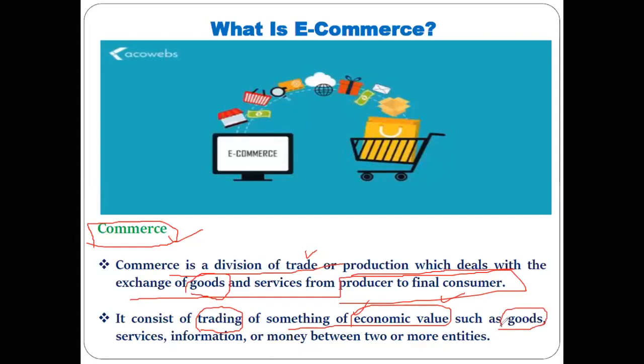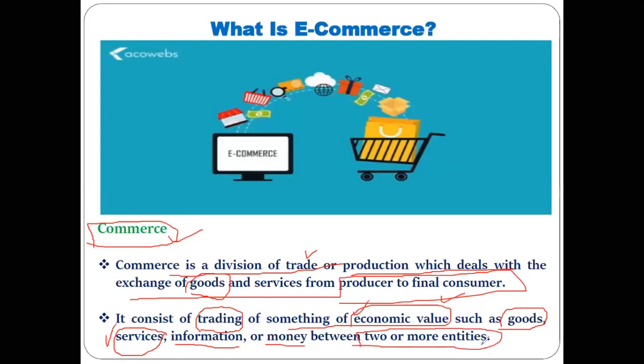Now goods in the sense any product, for example a pen is also one good, correct? As one product, it also has some economic value, correct? Yes or no? Does the pen have any economic value? Yes. Service, when you go to the hotel, the waiter comes to you and gives you the service. For that, the hotel charges you. Correct? So that is also an exchange of service, exchange of information, or exchange of money between two or more entities.